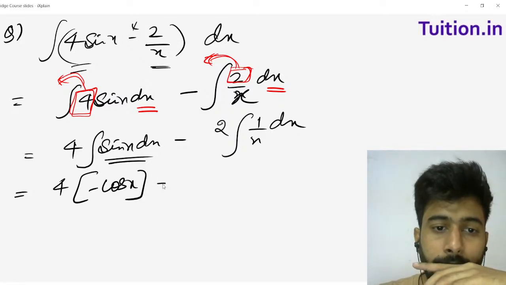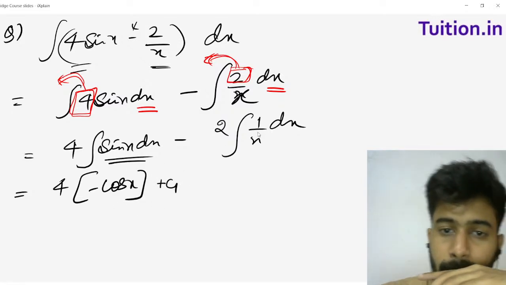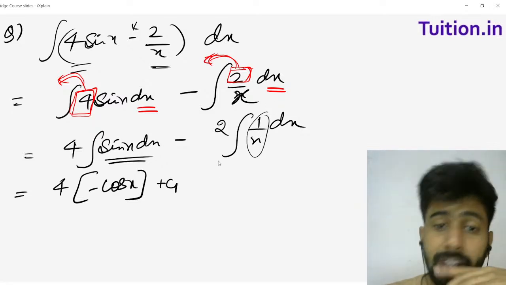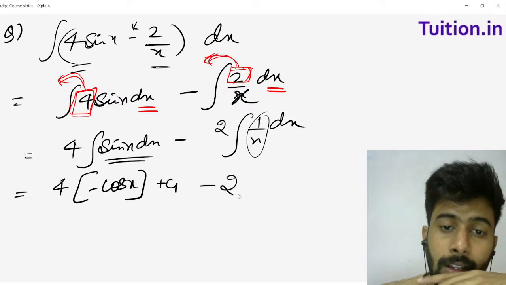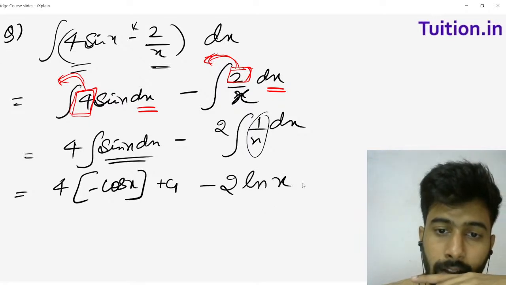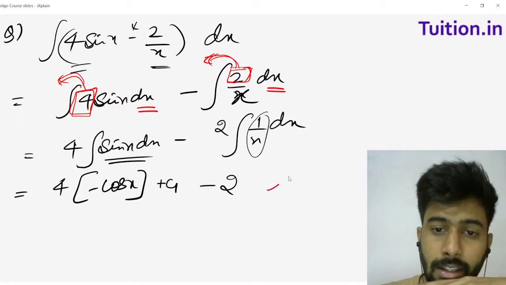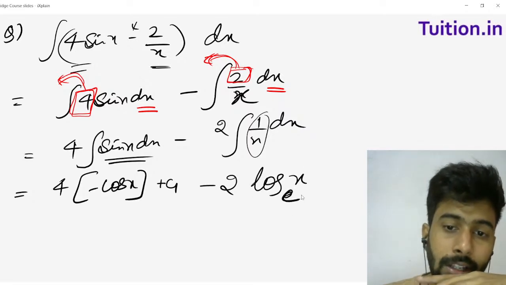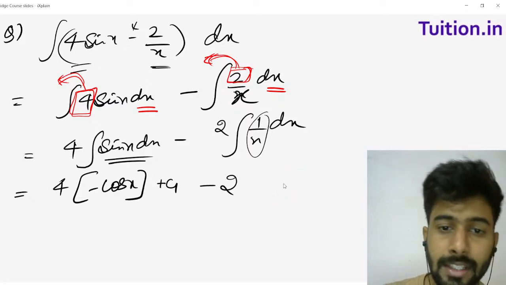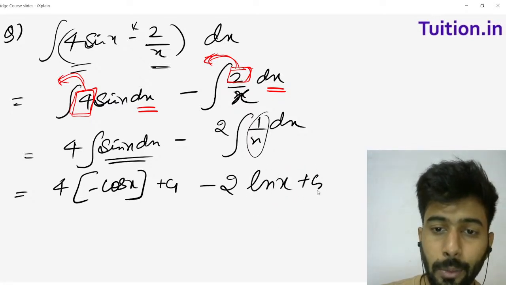Okay, obviously a plus c will come, plus c1. What is the formula for 1 by x dx? Does anybody remember it from the list? It's log x. It's not log x actually, it is ln x. I can say ln x, or I can also say log x base e. Okay, natural logarithm. So let me say ln x plus c2.